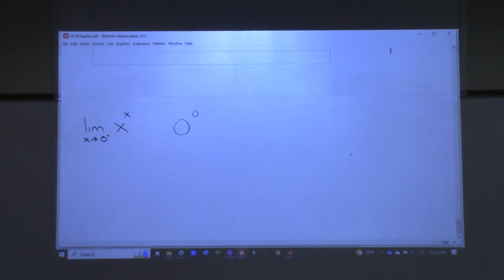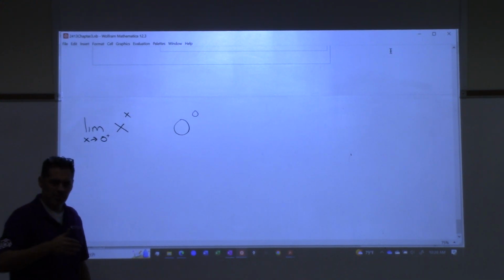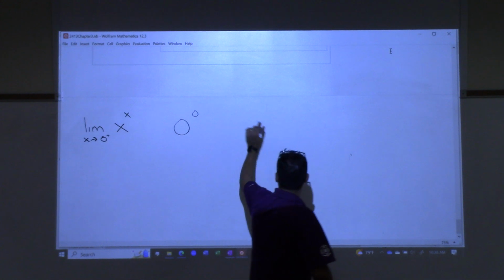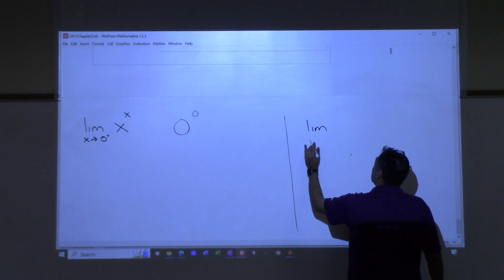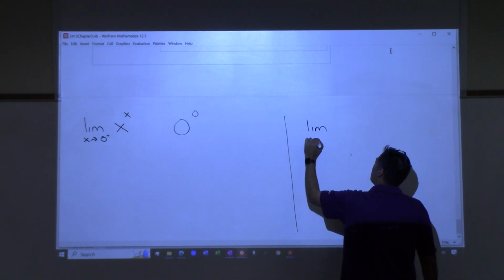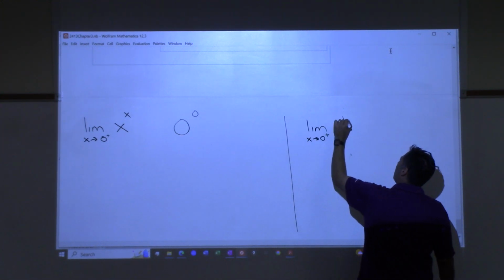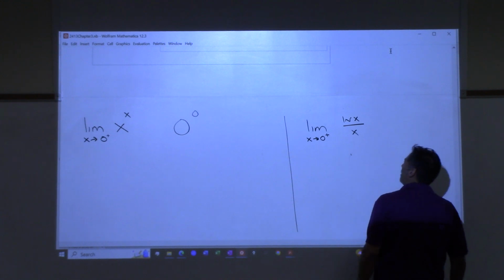So the question was, what if you had something like infinity over 0? Let me do a separate problem first. What's the limit as x goes to 0 from the right of natural log x over x?